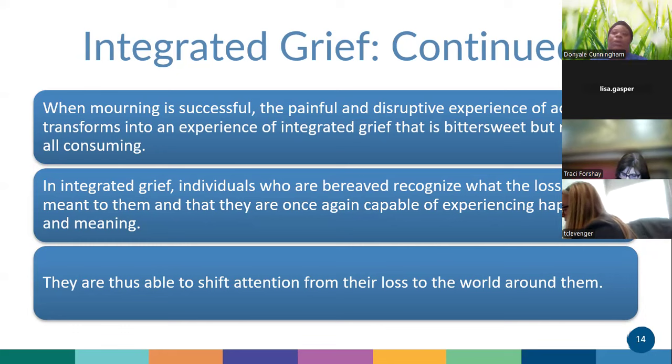So, sometimes when people go into their bereavement or their grief process, they are not present. So after mourning is successful, they can now be more present, more open, find better ways to cope, and just develop those good practices to help accept that death or that loss.